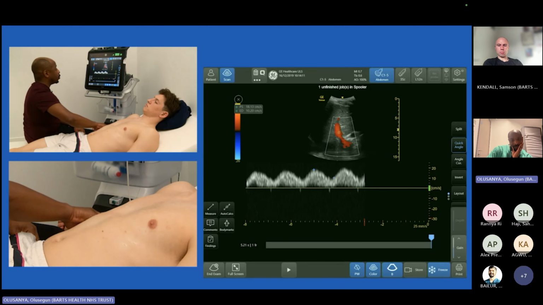Deep breath in. Breathe out. Hold your breath just for a moment. So same thing here, I'm going to pop pulse wave Doppler signal on. Breathe normal.